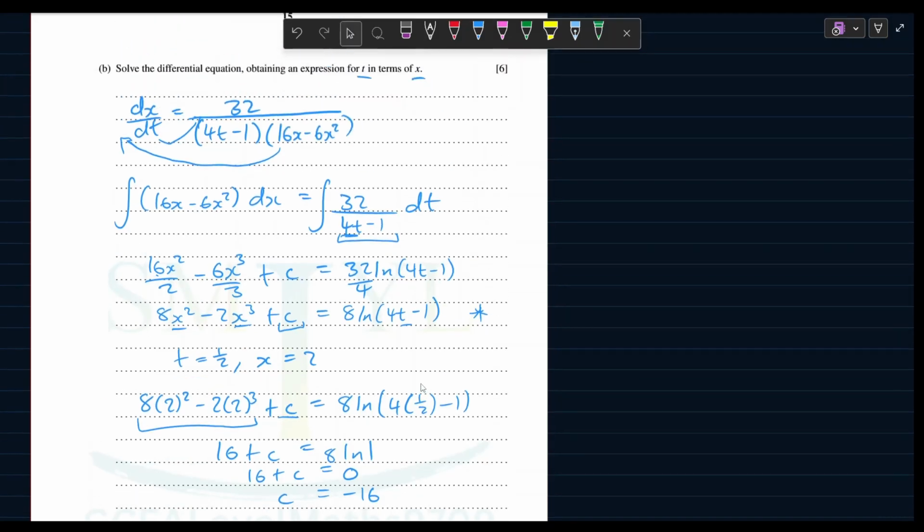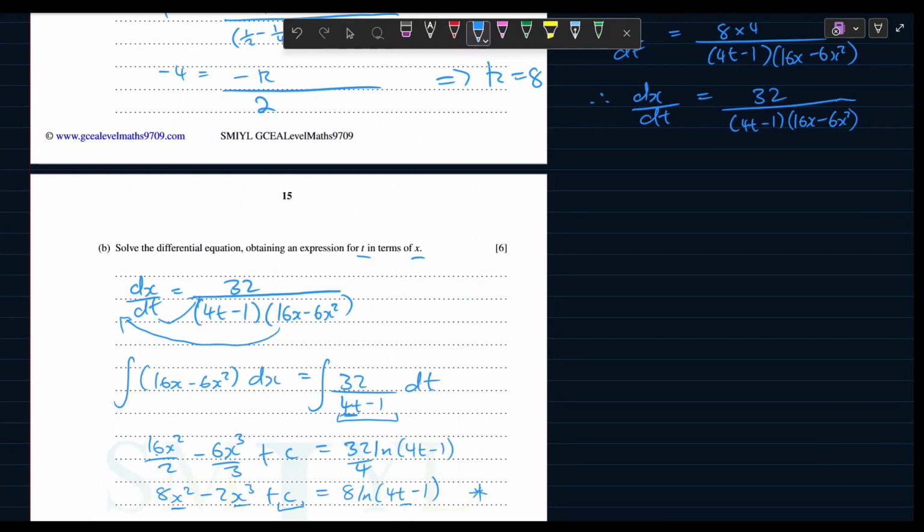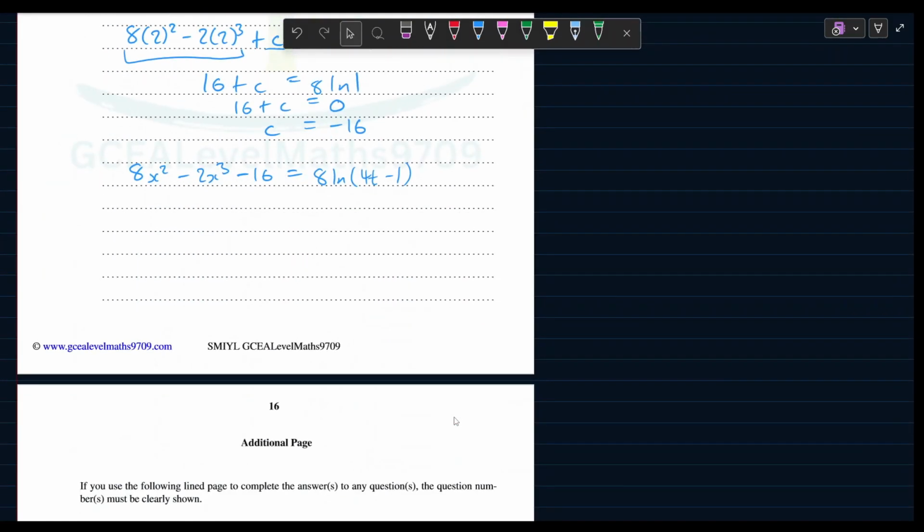I believe they specified how they want it. Yes, they want t in terms of x. So we need to make t the subject of the formula. So we can divide through by 8. If we divide 8x squared by 8, it's x squared. Divide negative 2x cubed, that's negative 1 over 4 x cubed. Divide negative 16 by 8, that's negative 2. And this is ln (4t minus 1).